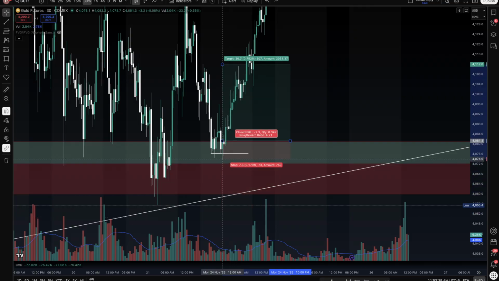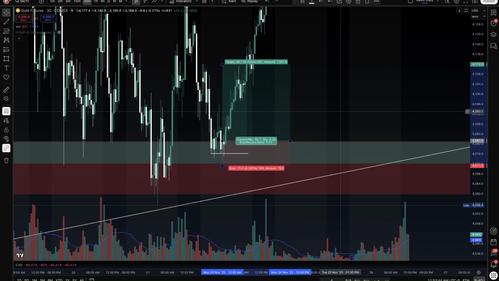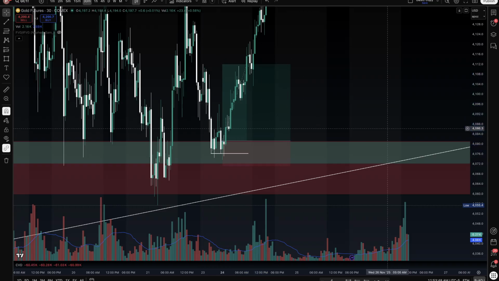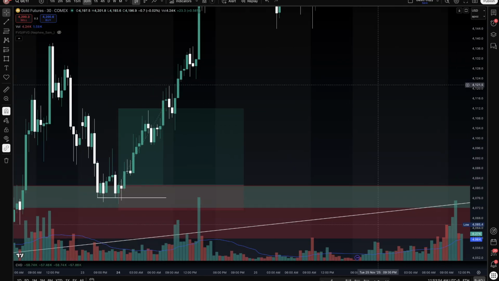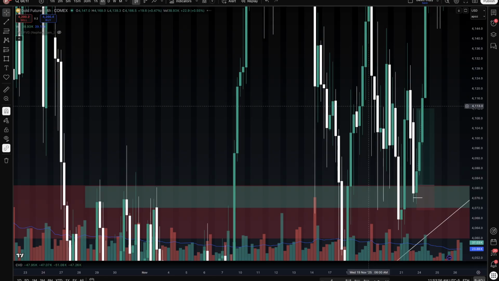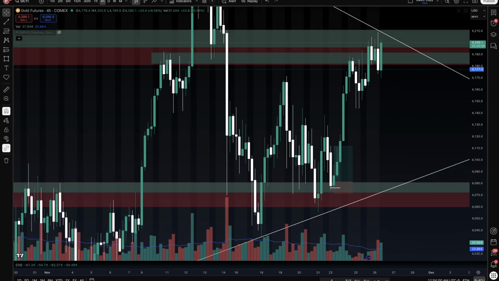And now obviously, if you're risking 10 points on one GC contract, that's what, $1,000. So if you do one micro, that's 100. Obviously you can do two or three MGC, and then you would just target the next liquidity area or next zone.